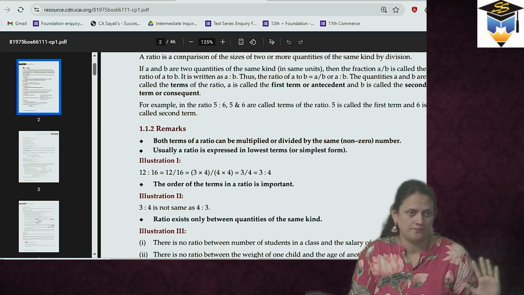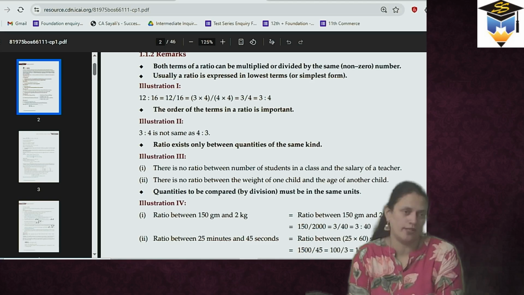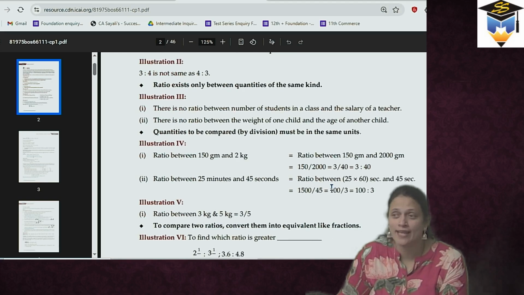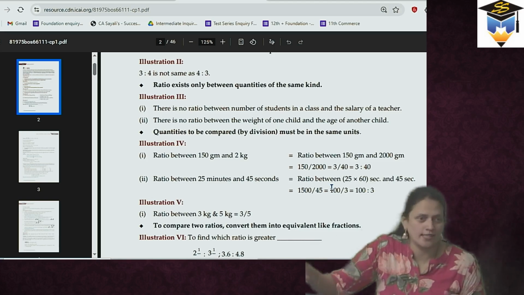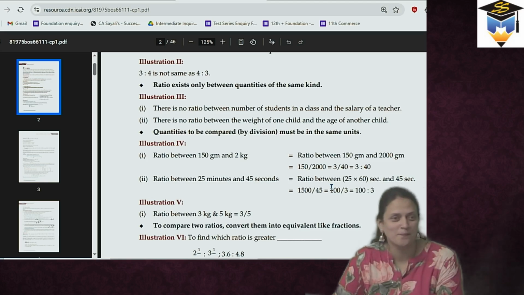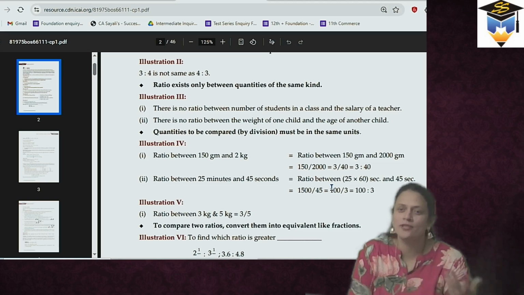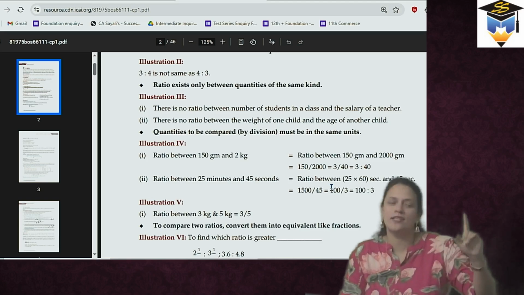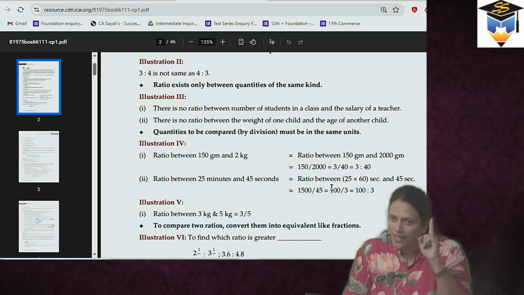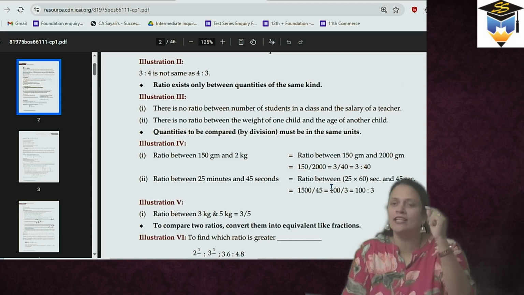So this is what they have given here in the module. Next, quantities to be compared by division must be in the same units. We have already discussed this. Here they have also given us an example of minutes and seconds. Do you know 1 minute is equal to how many seconds? 1 minute is equal to 60 seconds. 1 second is equal to how many minutes? Smaller to bigger, what do you do? Divide. Minutes is greater. I asked, 1 second is equal to how many minutes? So divided by 60, that is 1/60 will be the answer.